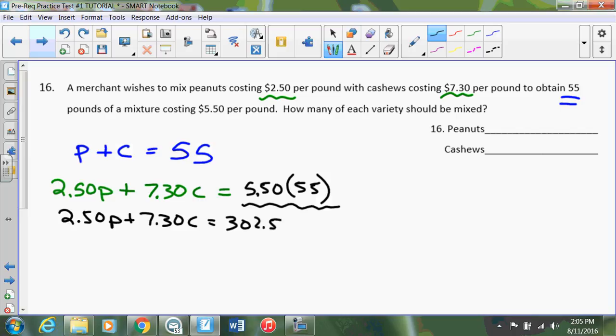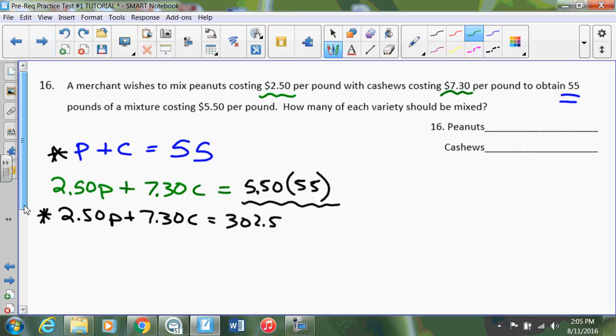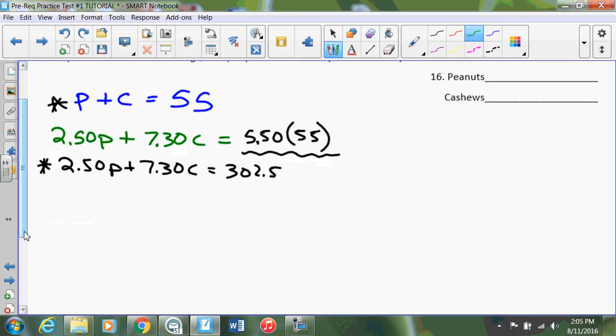Okay. We're going to use this equation and this equation. And I'm going to once again use elimination. If you want to see substitution, ask me about it in class, and we can do that in class. So elimination is going to say, wow, I've got a 250p here. If I had a negative 250p there, then they would cancel each other out. So I'm going to go ahead and multiply everybody by negative 2.5.